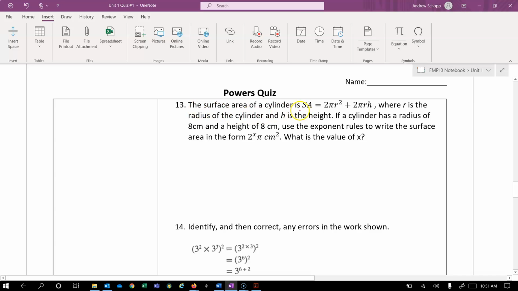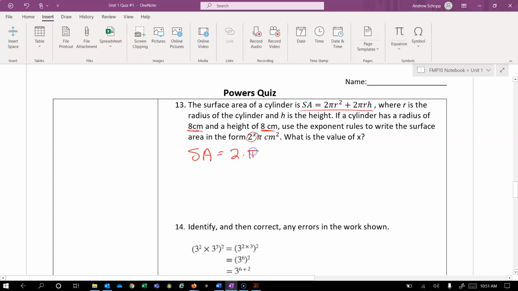The surface area of a cylinder is given here, where r is the radius of the cylinder and h is the height. The radius is 8 centimeters and the height is 8 centimeters. Use the exponent rules to write the surface area in the form of some number, 2 to the power of x, times pi. Well, there's a couple different ways you can go about this.